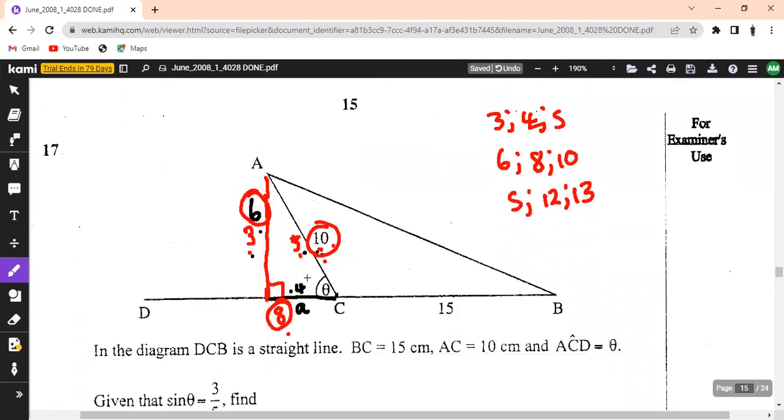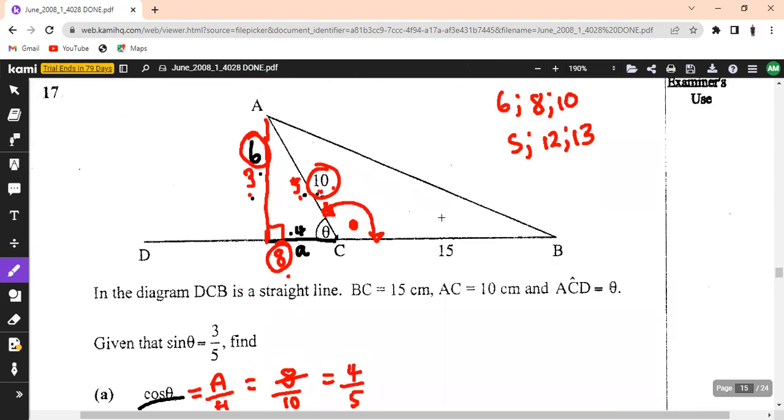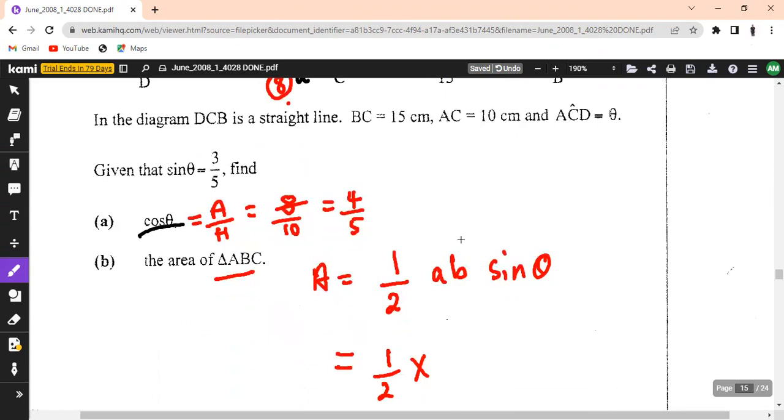Then the area of triangle ABC. As you can see, ABC is a non-right angle triangle, where we know that the area of a non-right angle triangle is given by half ab sine theta. Let us substitute our values and see what you're going to have. Half, times a and b, which are the sides creating our triangle, 10 here and 15. So it's half of 10 times 15 times sine theta.